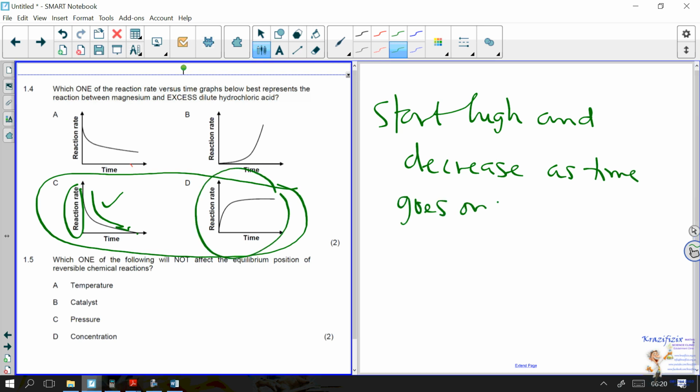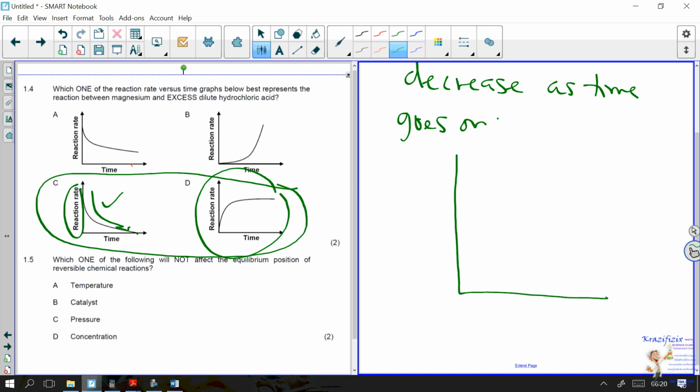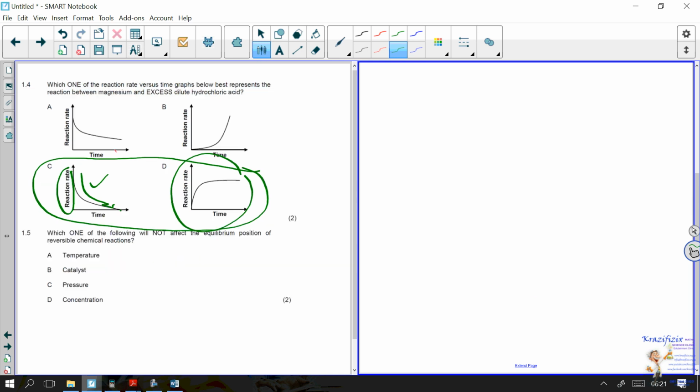Look at D. D talks about a graph that is correct for maybe the product. You have time, and the product starts from 0 and increases as it is formed until the reaction stops. That is product versus time. But here we are looking at reaction rate. It starts fast and then decreases as time goes on. Good question there.